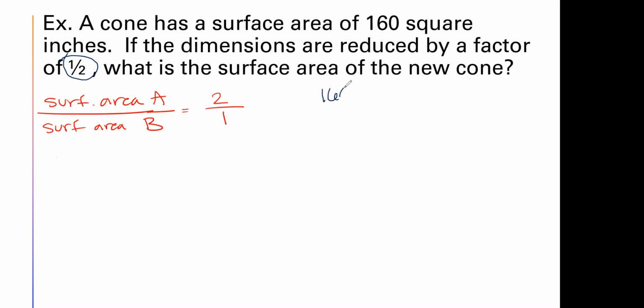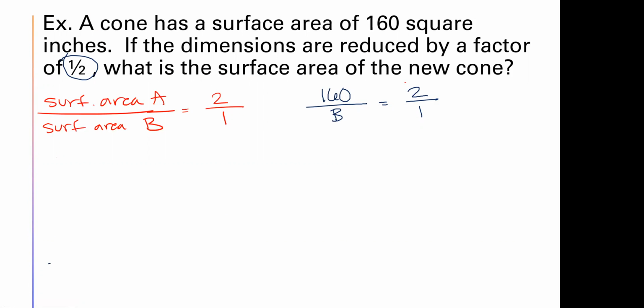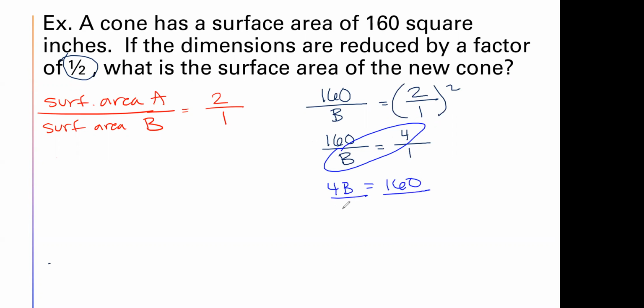So I'm going to take the surface area of cone A, and I don't know the surface area of cone B, and my scale factor is 2/1. Over here it tells us you can set the surface areas equal to the scale factor squared, so I have to square the scale factor. So that's 160 over B is equal to, now remember I have to square the numerator and the denominator, so 2 squared is 4 and 1 squared is 1. Now I have a proportion, so I can cross multiply. I have 4B equals 160, and then I divide both sides by 4. So B is equal to 40 square inches.